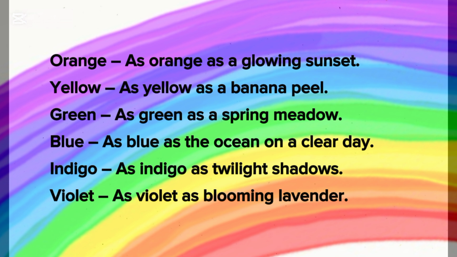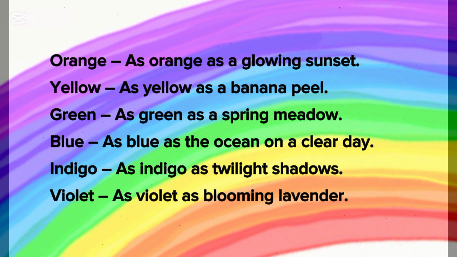Second color is orange. A sentence is: as orange as a glowing sunset. Third color is yellow: as yellow as a banana peel. Fourth color is green: as green as a spring meadow. What is a meadow? Meadow means a green grassy land. Fifth color is blue: as blue as the ocean on a clear day.